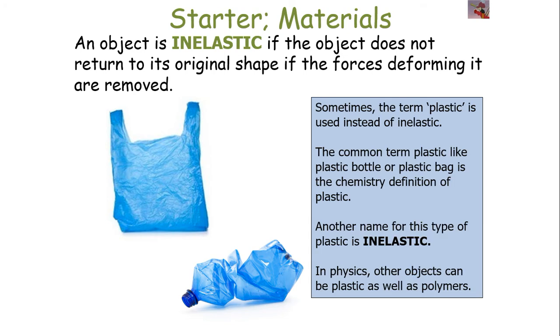Now, another name some people give to inelastic objects is plastic, but you've got to be careful about this, because the common term plastic in the everyday sense means like plastic bottle, plastic bag. The chemistry definition of plastic means a polymer. Now, in physics, other objects can be plastic as well as polymers.